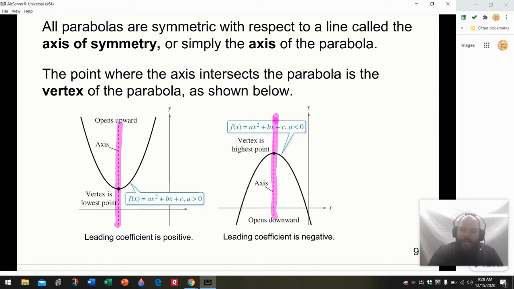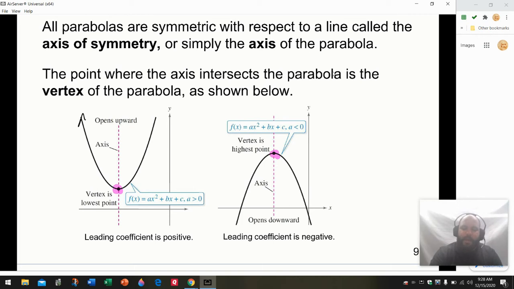Okay? Now, the next thing that we need to talk about, and I kind of actually just used the term, but you should already know this, is this point right here. This point right here is called the vertex. And the vertex is either the smallest amount that you'll get or the largest amount that you would get from the graph, depending on whether your graph opens up or down.